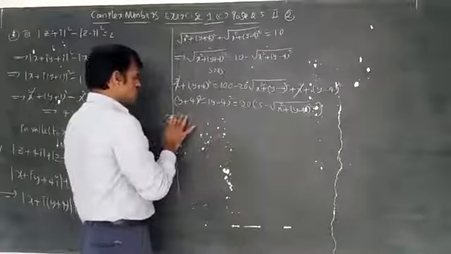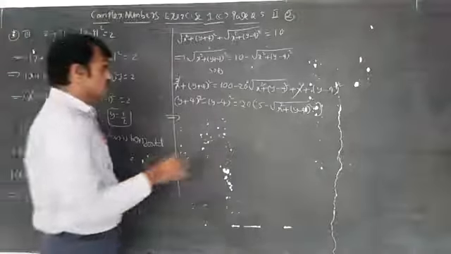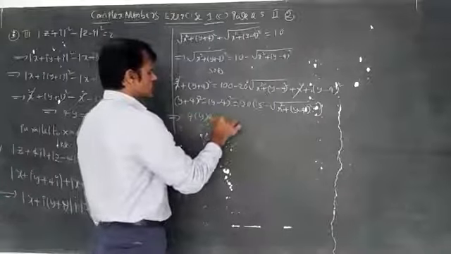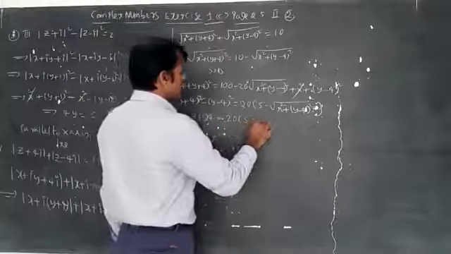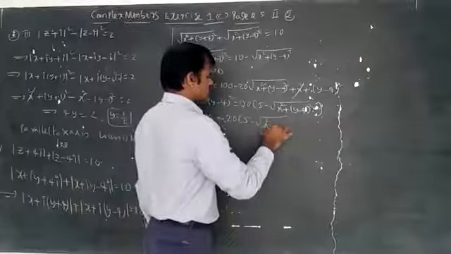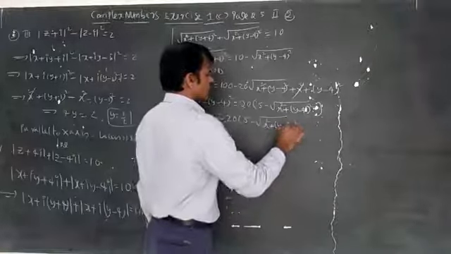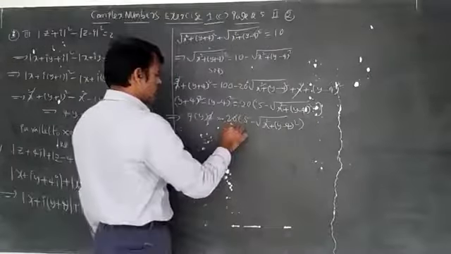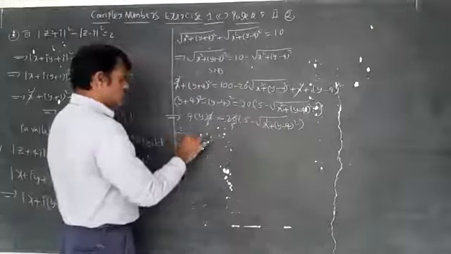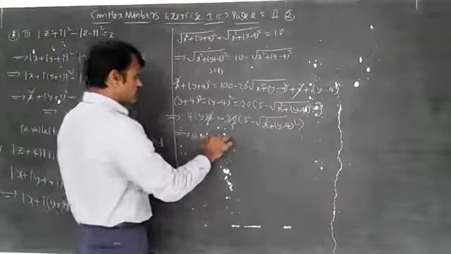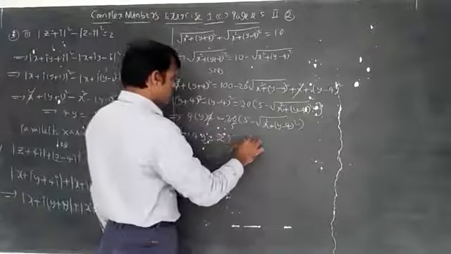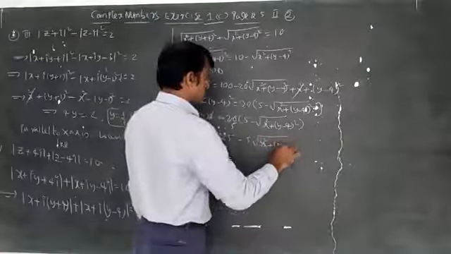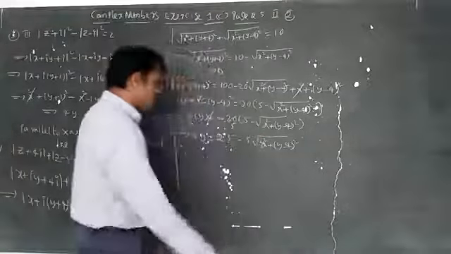This can be written in the form a plus b whole square minus a minus b whole square becomes 4ab. So 4 into y into 4 is equal to 20 into 5 minus root of x square plus half y minus 4 whole square. This 4 will divide 5 times. That implies, next step you can write 4y is equal to 25 minus 5 root of x square plus y minus 4 whole square.